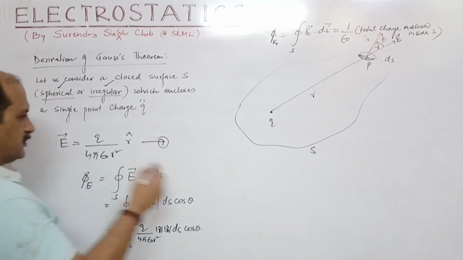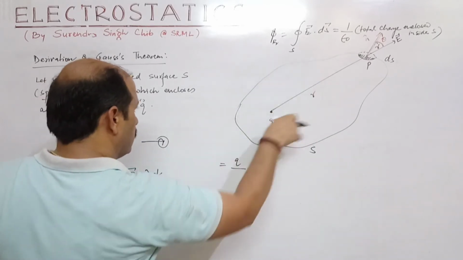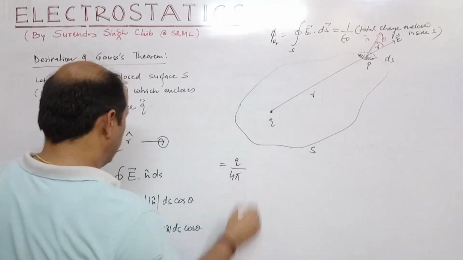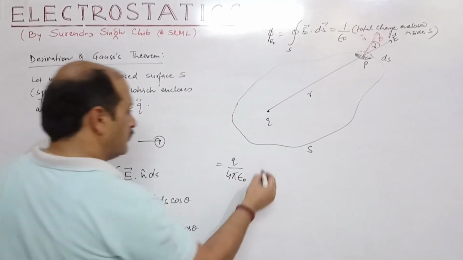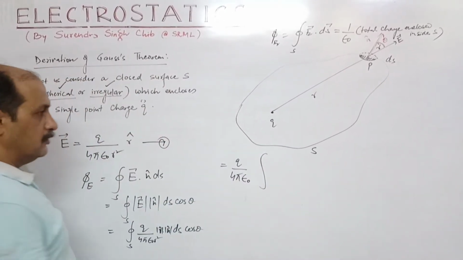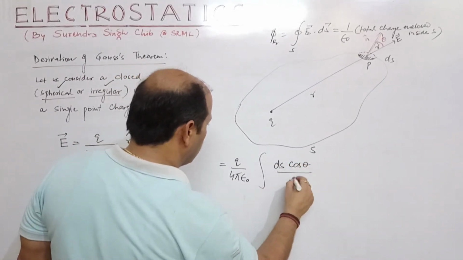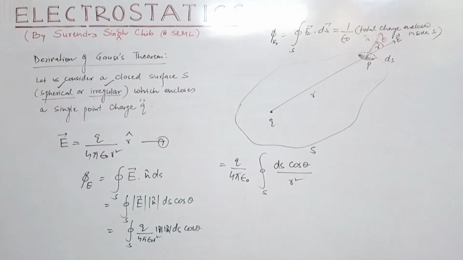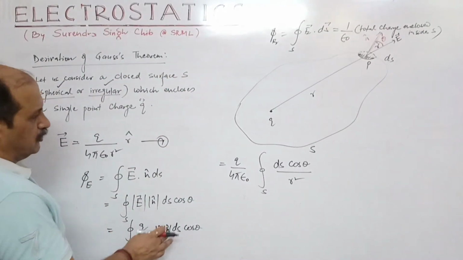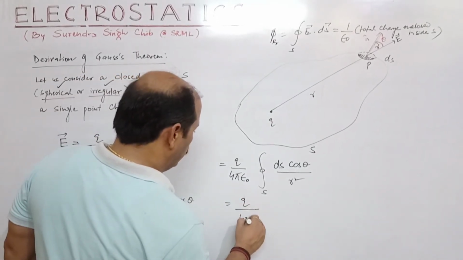Take the constants outside. What is the constant? Q is the constant. इसके अंदर constant Q है. 4 pi is constant. Epsilon naught is constant. But which is the variable? ds cos theta upon r square. This is surface integral. This is the variable. Mod of r, mod of n, both are 1. And this is Q upon 4 pi epsilon naught.